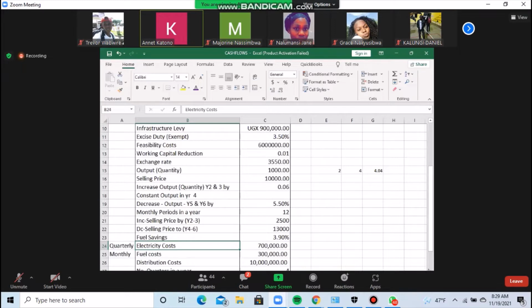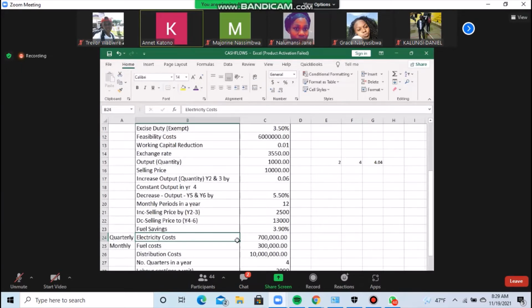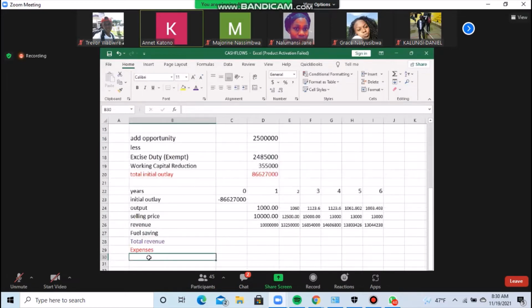So they've been kind enough to give us the number of quarters in a year, and that is 4. So how much are you paying annually as far as electricity is concerned? Ideally, we shall just multiply our 700,000 electricity cost by the number of quarters that we have in a particular year, and we shall get the final answer for electricity in a particular period. So go back to your initial cash flow and put electricity.